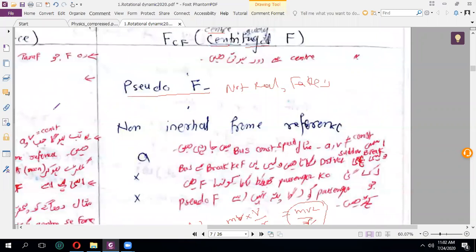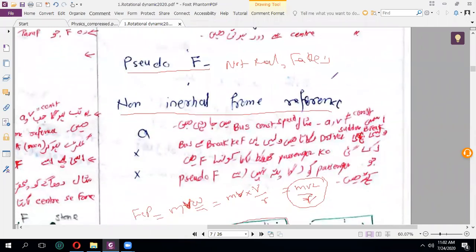Now, centripetal force is in an inertial frame of reference. Centrifugal force is in a non-inertial frame of reference. Non-inertial means suppose you are sitting on one train and opposite you there is also one train. Both trains are moving at the same time. So can you calculate the other train's motion?